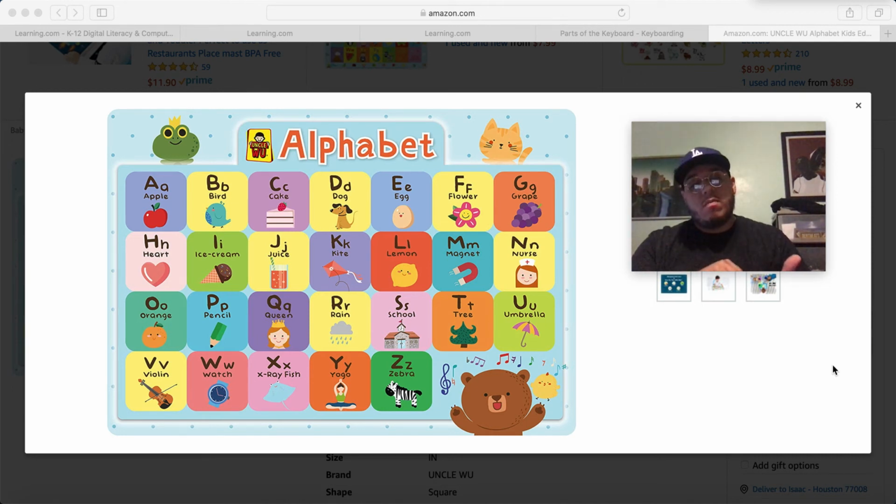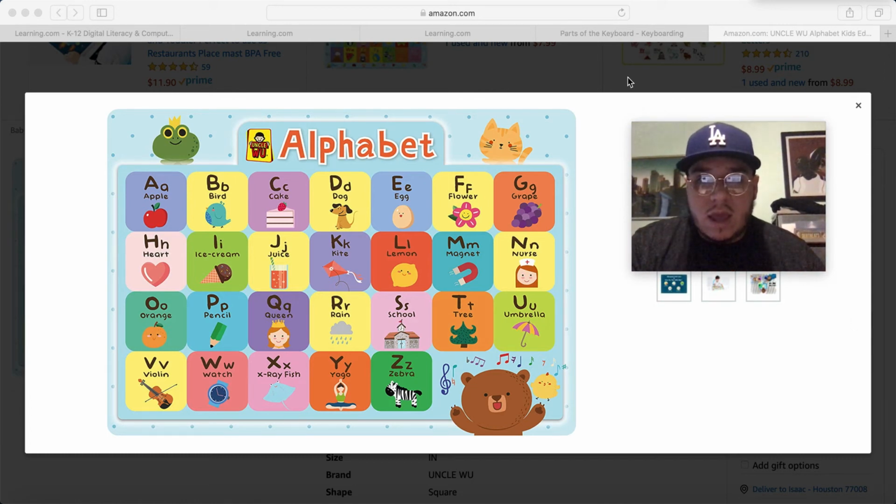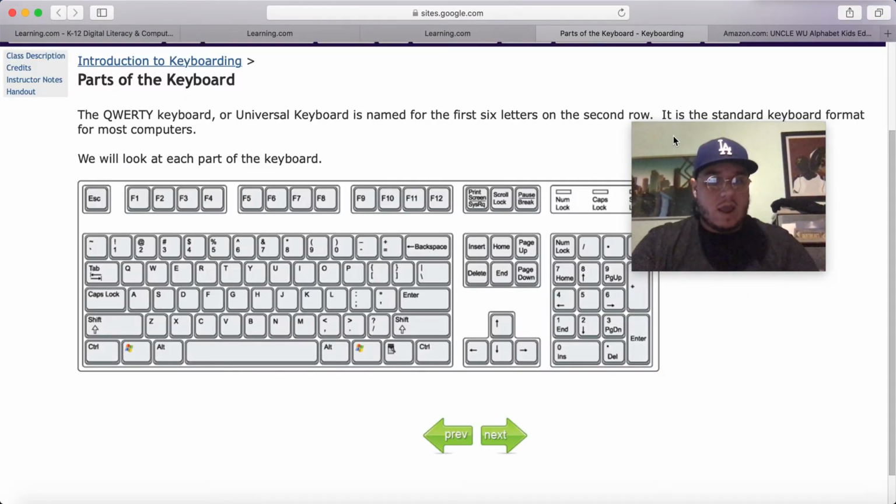But whenever you are able to see your keyboard, it's going to look something kind of like this. Yours may look a little bit different, but it's going to almost be the same layout. The letters are going to be in the same spot. It doesn't matter if you go from one computer to another, the keyboard always stays the same.